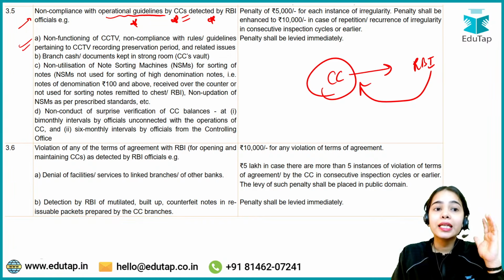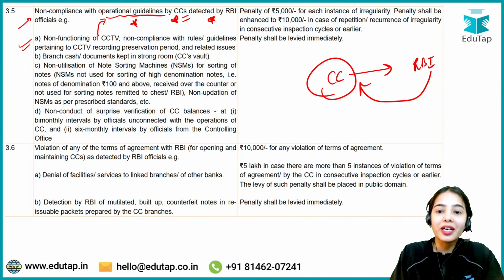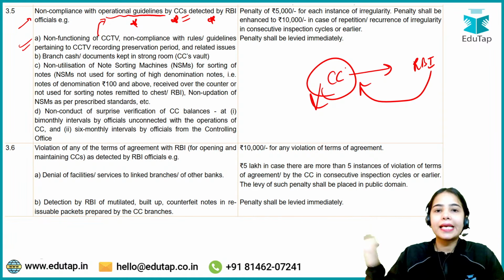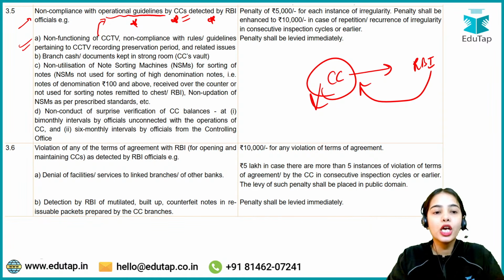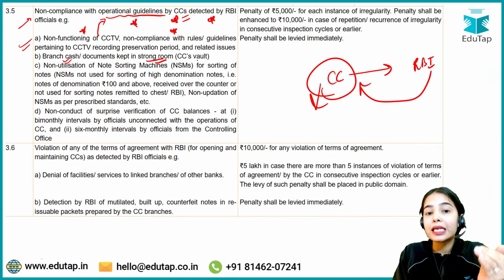You can understand that if the CCTV is not working, if the operational guidelines are not being followed by the currency chest, that means it can be a major loss in the long term if there is any attack or something that happens. So, non-functioning of CCTV, non-compliance with the guidelines pertaining to CCTV, branch cash or documents kept in the strong room, that is the currency chest vault.